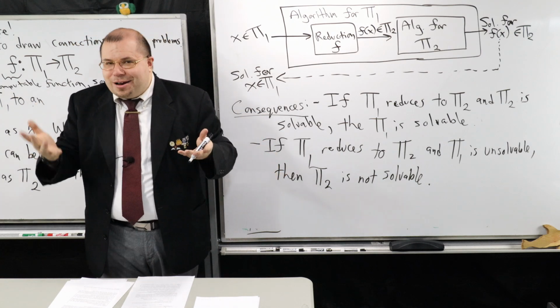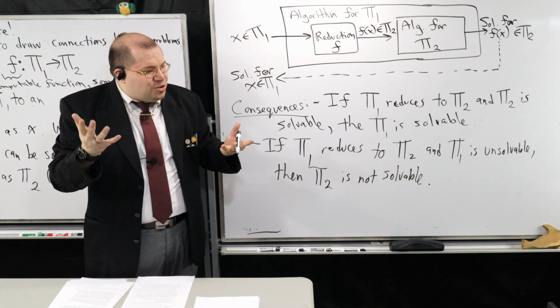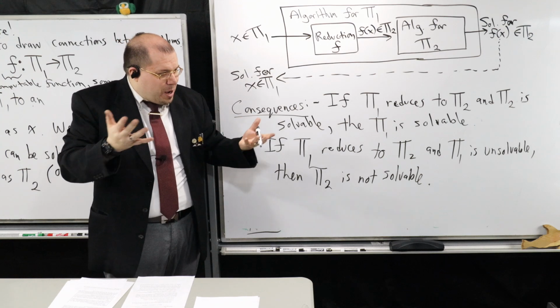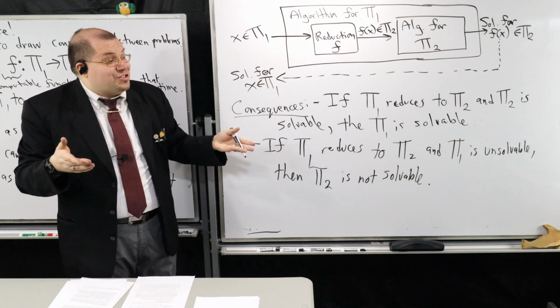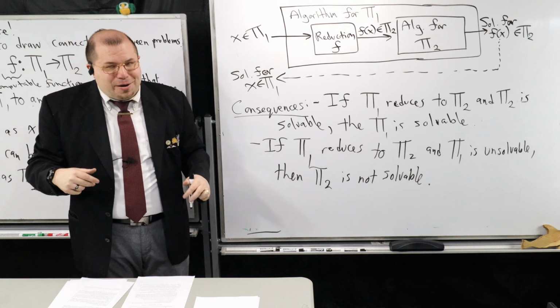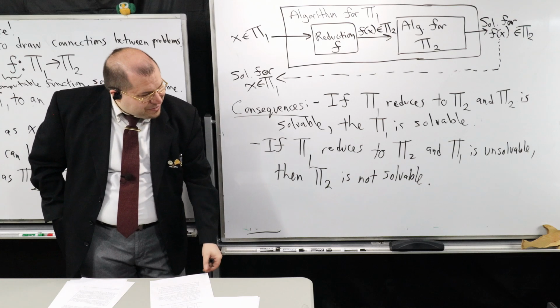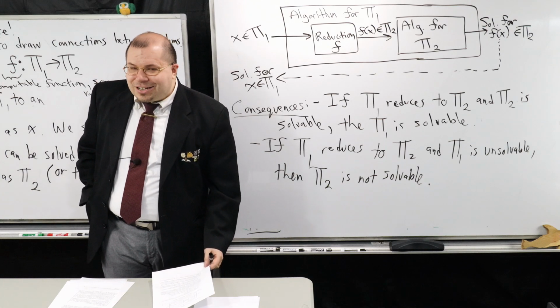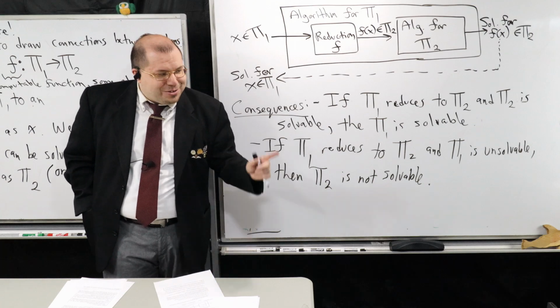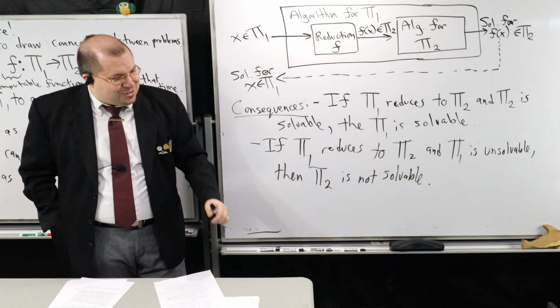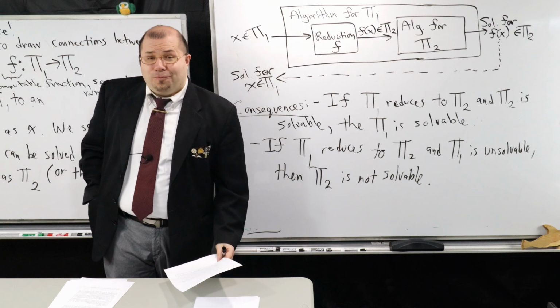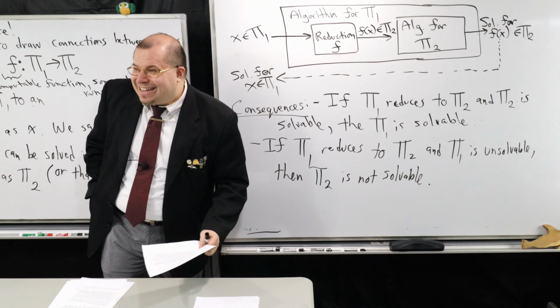Because you can think of pi 1, intuitively speaking, as a special case of pi 2. I just have to translate it in terms of the language of pi 2. So that's really interesting, right? Now we actually have a tool to tell us whether there exist algorithms or not for certain problems. That's a little funky, right?